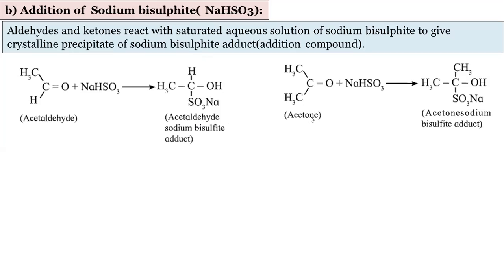In case of ketones, the same reaction takes place. SO3Na, this SO3Na is negatively charged. It will attach to the carbonyl carbon. Again, electron density will be shifted to this oxygen, and this oxygen will pick up the hydrogen, and we will get the acetone sodium bisulfite product. So this may be asked for 1 mark.